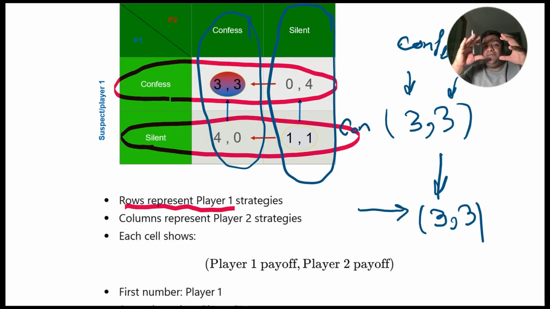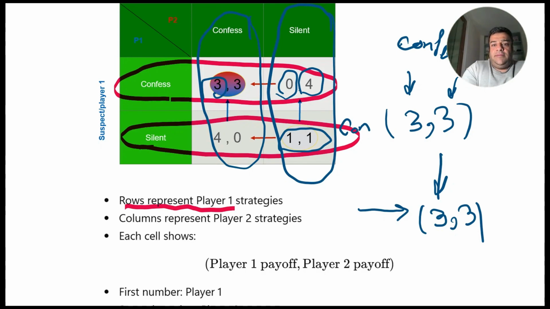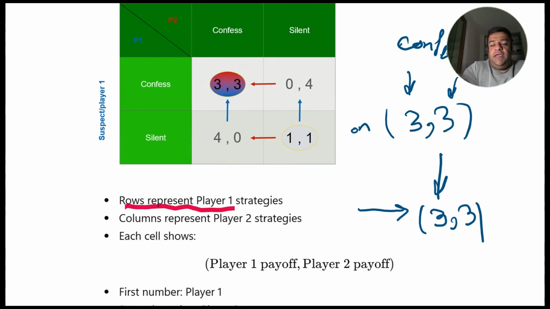If they both confess to the police, they get 3 years in jail. If one of them stays silent and the other confesses, the silent one gets 4 years, but the other one goes free. And if both stay silent and don't speak, they get 1 year. Right now, if they are silent, they just get 1 and 1 year in jail, yes?